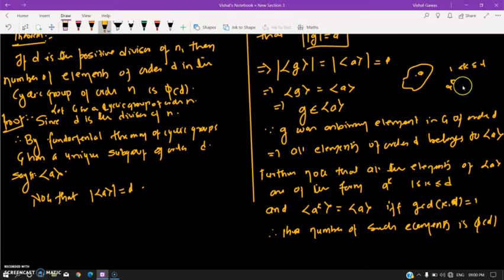If this has order D, A raised to K has order D, right? That means it could generate the same subgroup as A. Then what should happen is K and D must be relatively prime. So how many such elements can I find? Exactly phi of D.